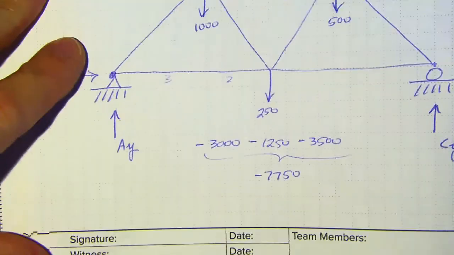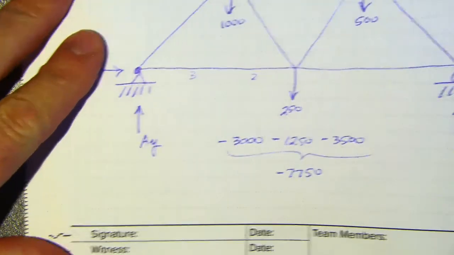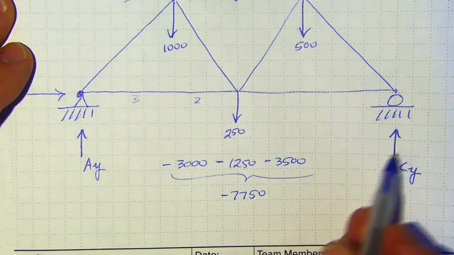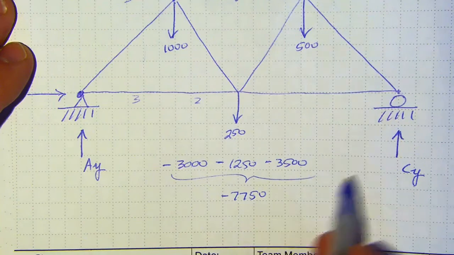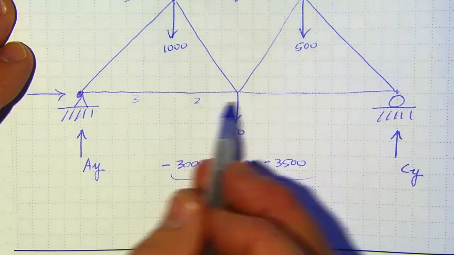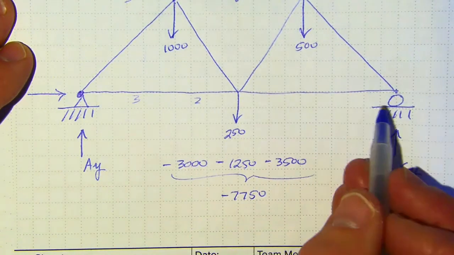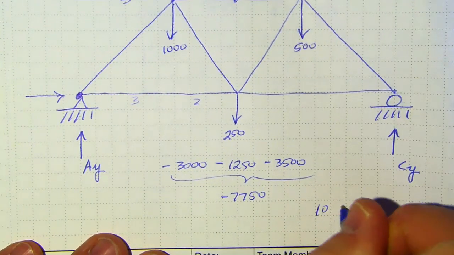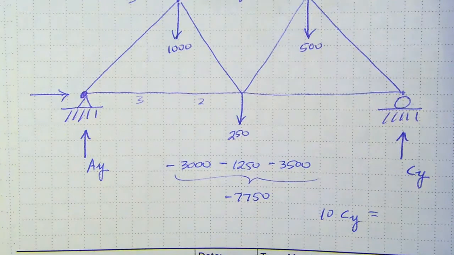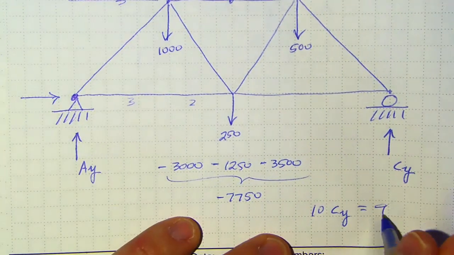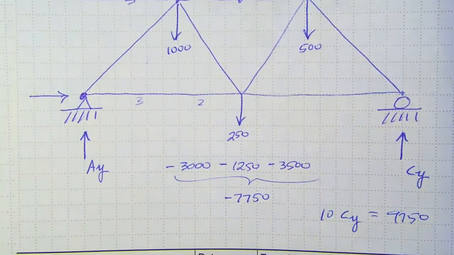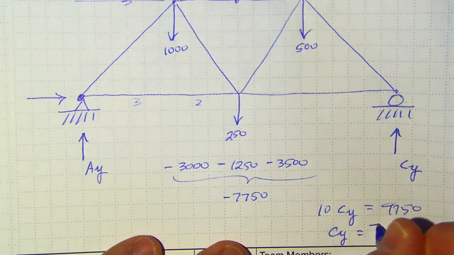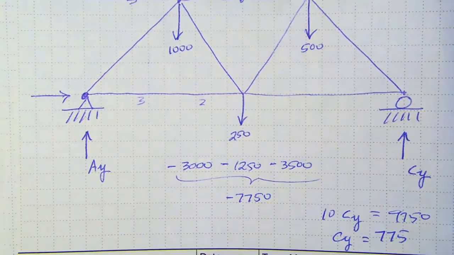And so this C sub y has to twist in reverse, in counterclockwise, equal to that. Well, C sub y times its full distance, which is 3 plus 2 plus 2 plus 3, which is 10. So 10 times C sub y has to equal positive 7750. And that would mean that C sub y would be 775. Please check my math, make sure I'm right.